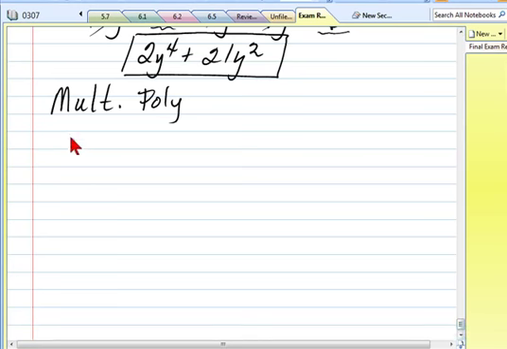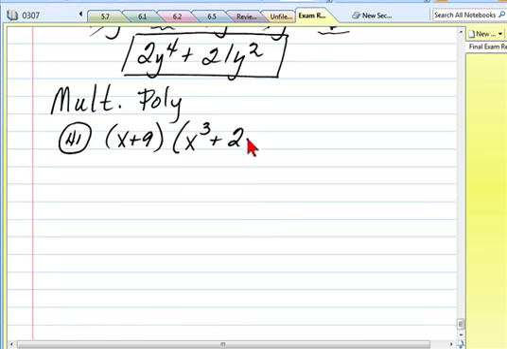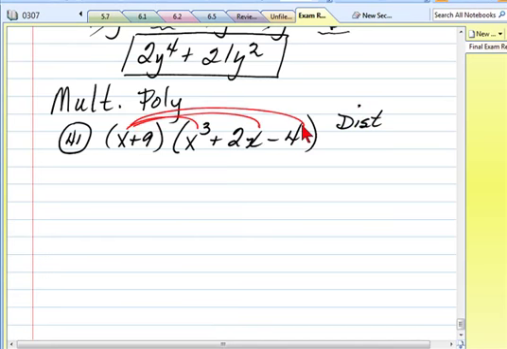All right, number 41. I have (x plus 9) times (x to the third plus 2x minus 4). And I choose to use distributive property. I'm going to multiply x times each of these. And I'm going to write it down here.